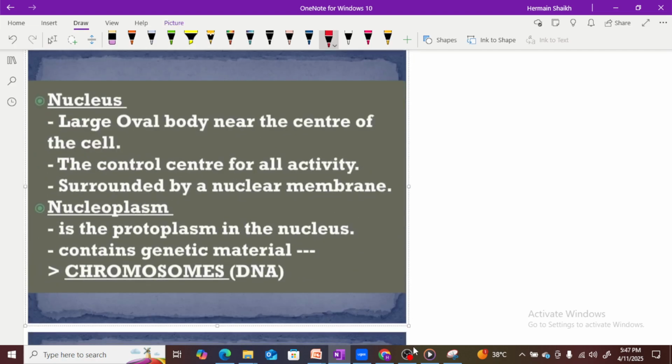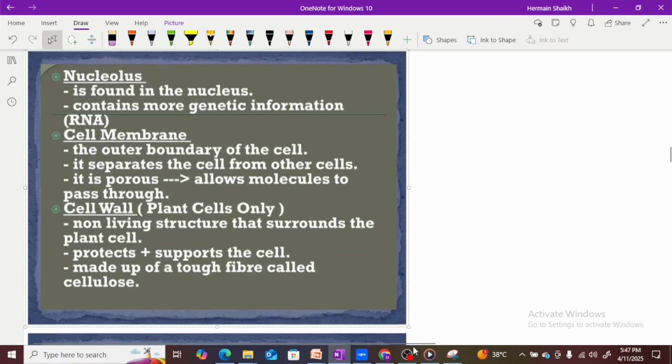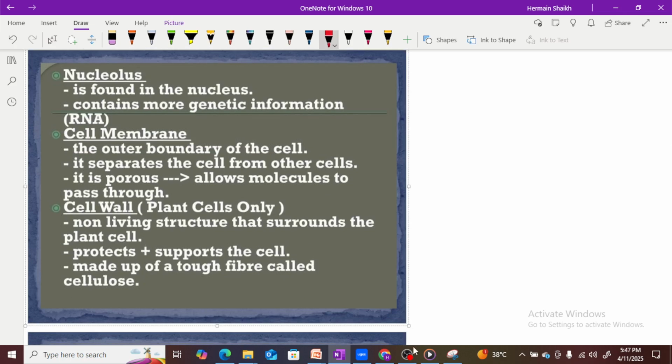Now the nucleus is a large oval body near the center of the cell, and the control center for all activities. It's surrounded by a nuclear membrane. It also contains the nucleoplasm, the protoplasm in the nucleus that contains the genetic material like chromosomes, the DNA. Another subpart of the nucleus is the nucleolus, which contains more genetic information such as RNA. Another part is the cell membrane, the outer boundary of the cell. It separates the cell from other cells. It is porous and allows molecules to pass through.